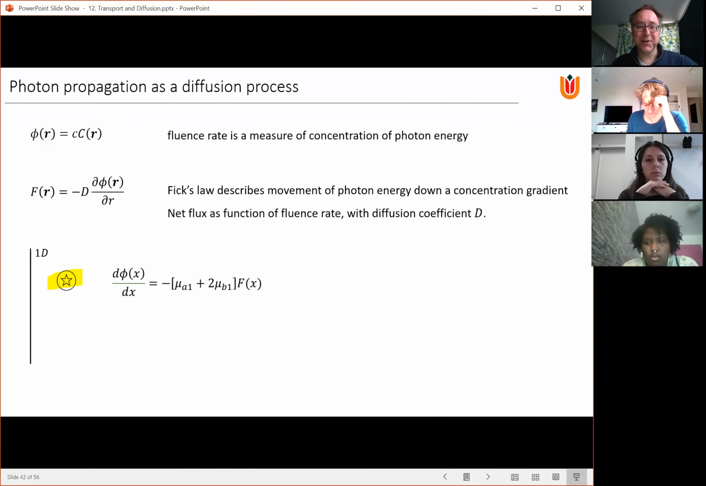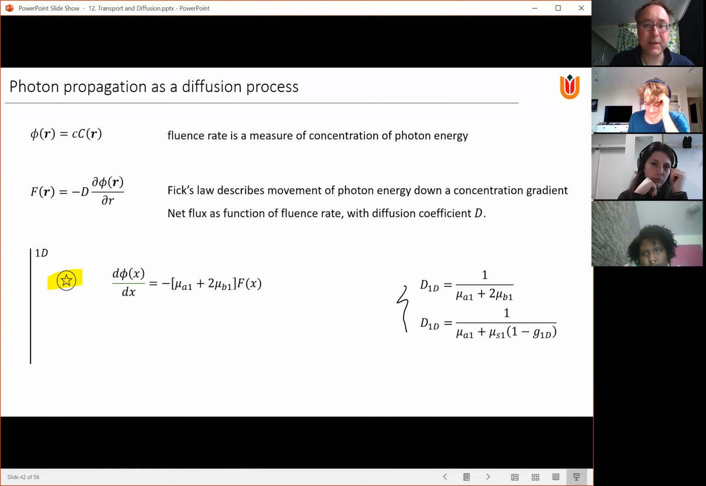I won't fault you if you don't immediately remember, but we saw this form before the break in the 1D case. They're on the other side of the equation, but there we had an equation that expressed the derivative of the fluence rate as a function of the net flux. So these two equations are, as you can see, very similar.